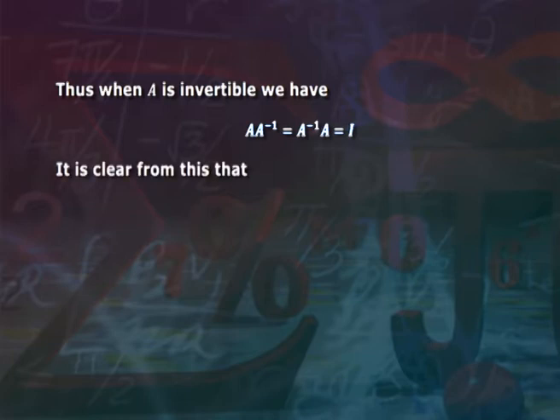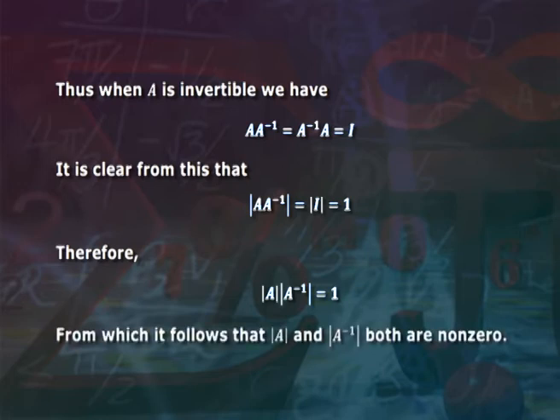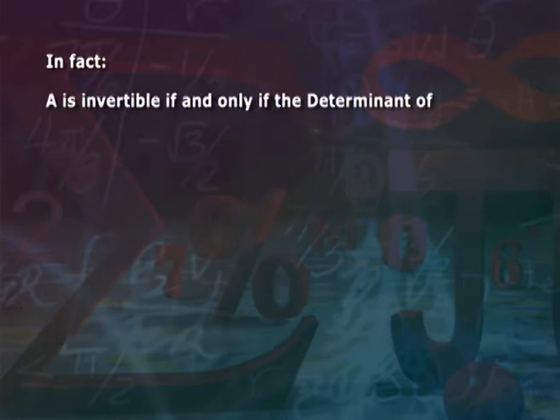It is clear from this that determinant of A A inverse equal to determinant of I, which is 1. Therefore, determinant of A multiplied by determinant of A inverse is equal to 1, from which it follows that determinant of A and determinant of A inverse both are non-zero. In fact, A is invertible if and only if the determinant of A, that is mod A, is non-zero.